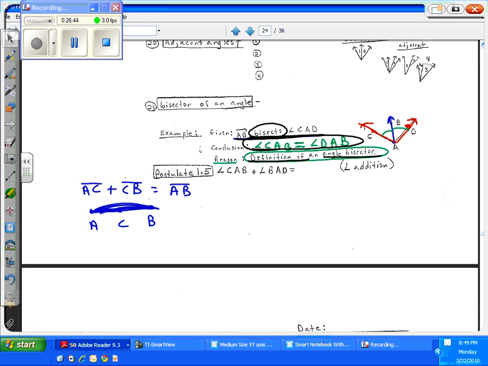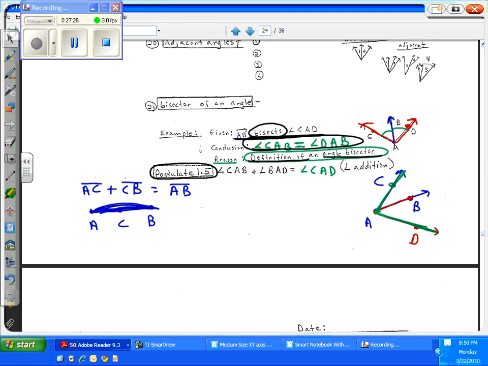Well, just like we can add segments, we can also add angles. And so if we had an angle like angle CAB, which means we have a point on one side C and then the vertex A and then a point on the other side B. And we add to that angle BAD, notice how we have this common side, AB. Then together we can see visually that they create this whole big angle, angle CAD. That's called angle addition.